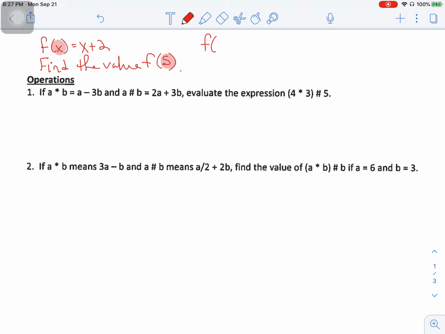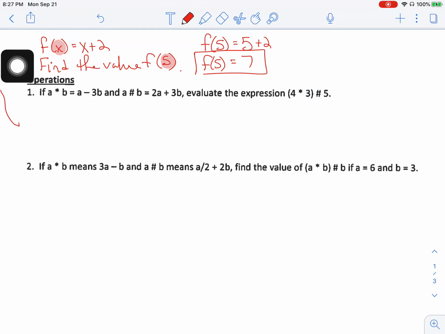So to do this, you would say f of 5 equals, and then using this expression, this definition for the function, I'm going to replace the x with 5. And so I would find out that f of 5 is equal to 7. Okay? So a function is a one variable equation. You have basically one input that you put in, and you do get an output out of it. All right? The operations that we're going to talk about basically have two variables in them, for the most part. And the definition has to be in the problem.